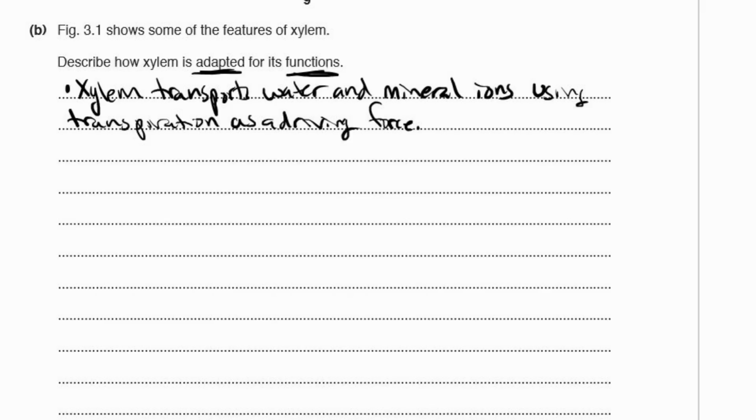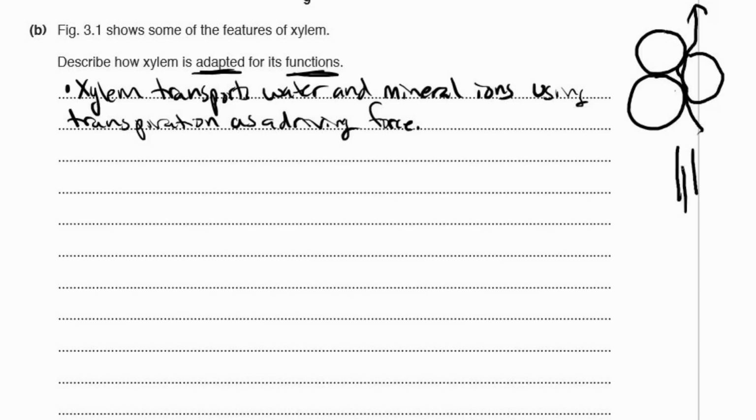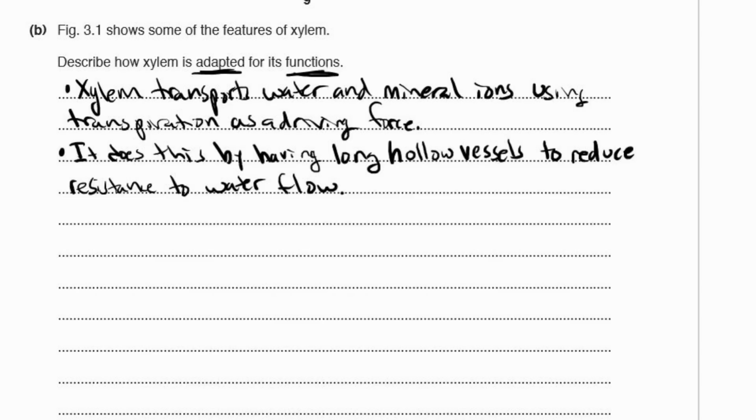So how does it do this? It's adapted to move water through the plant in many ways. One of them is that it has long vessels that reduce the resistance to water flow. So if the water had to go through a bunch of cells and find paths in between all these little cells, there'd be a lot of resistance in between. But it's a lot easier for it just to go straight up a tube. So it does this by having long, hollow vessels to reduce resistance to water flow.